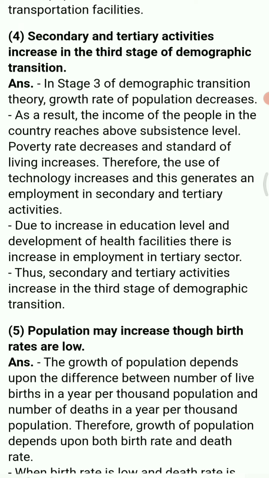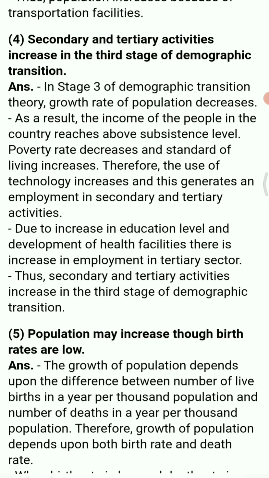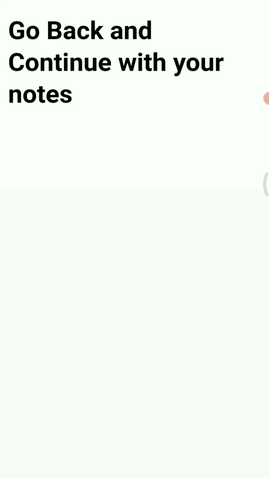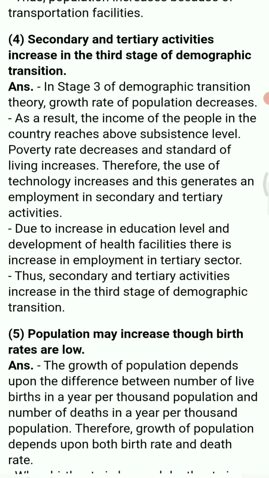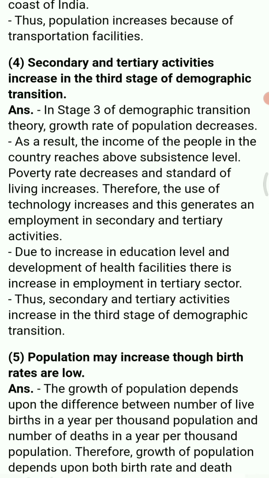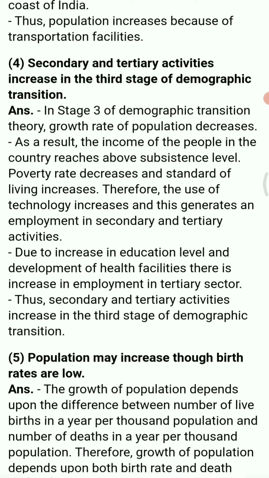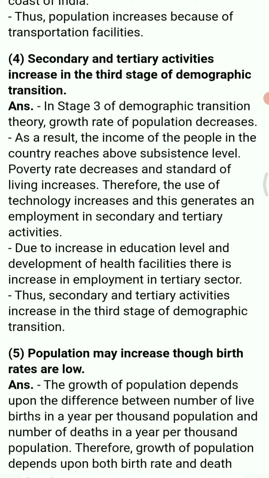The income of the people in the country reaches above subsistence level. Poverty rate also decreases in the third stage of the demographic transition model. So if the poverty level is decreasing, then definitely the standard of living is going to increase. The use of technology is also increased. Science and advanced technology techniques are used, education level is uplifted, health facilities are upgraded, employment chances are more. So all these things in combination come in the third stage of the demographic transition model.